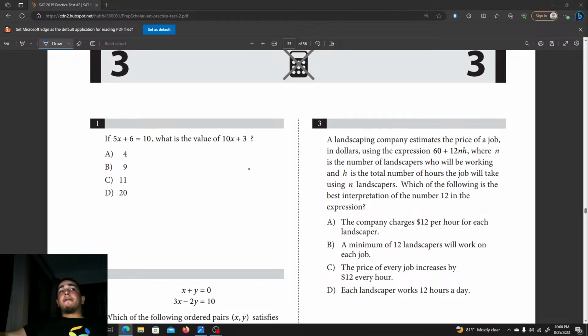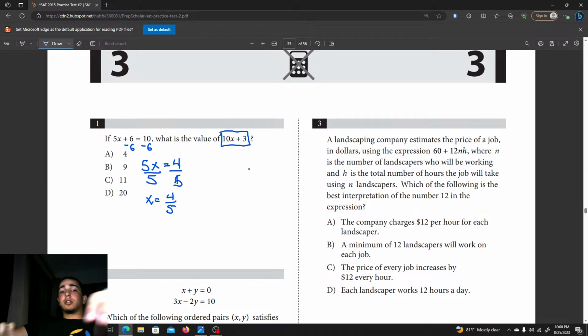So for number 1 we have 5x plus 6 equals 10. To get x by itself, first we're going to subtract 6 on both sides. This is going to give us 5x equals 4. And then we're going to divide each side by 5. This will give us x equals 4 over 5. And the whole point of this question is to find the value of 10x plus 3.